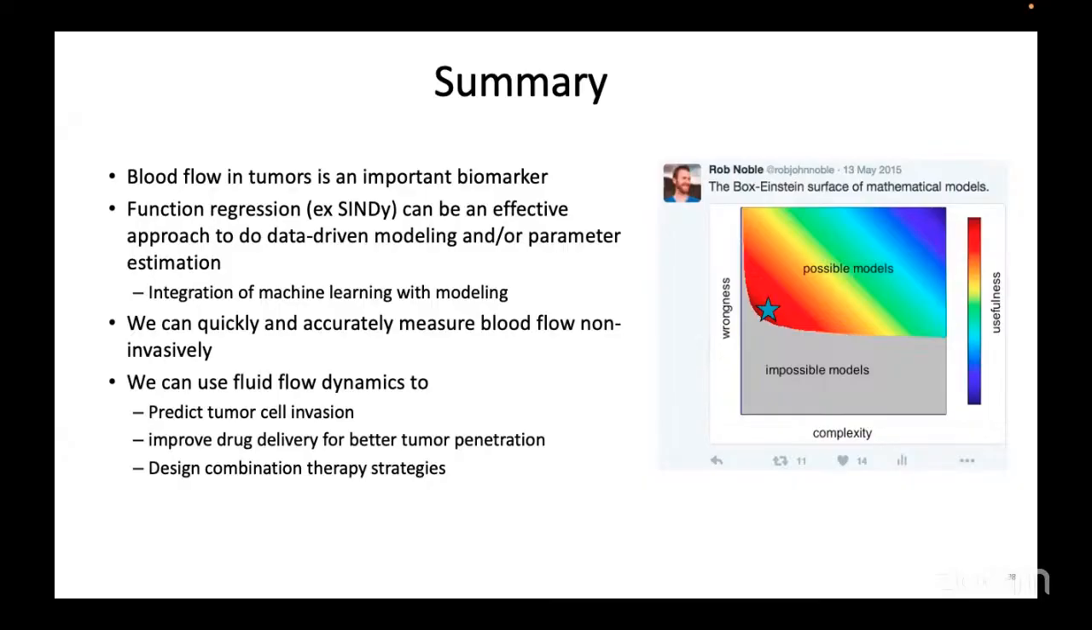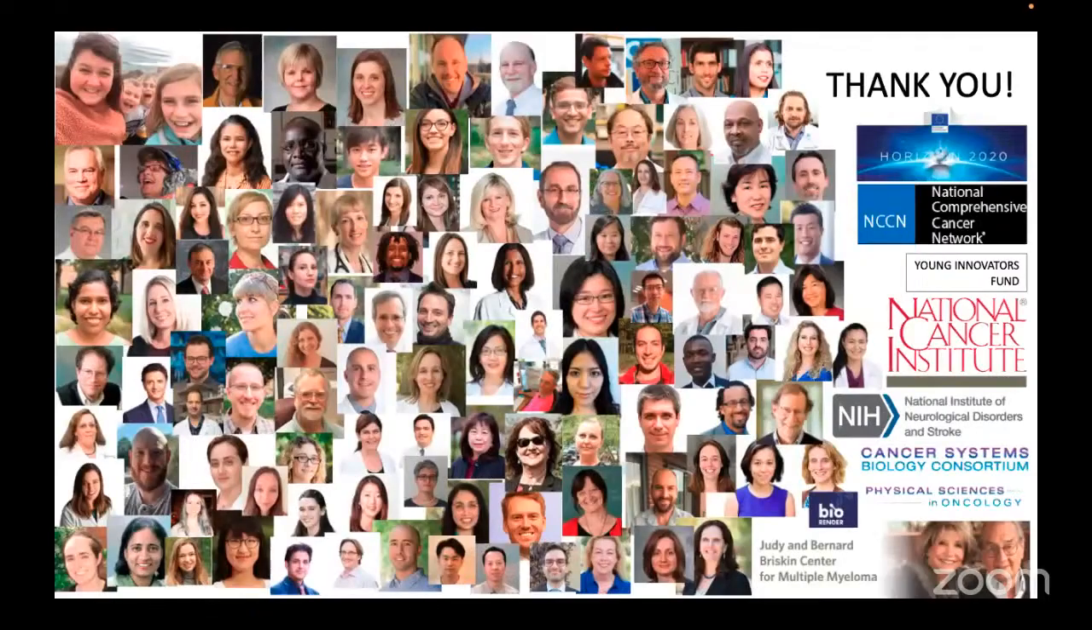Really proud of it. But we can use fluid flow dynamics to do all kinds of things: predict where the tumor cells are going to invade, improve drug delivery for better tumor penetration. And ultimately, I want to use it to design combination therapy strategies so that we have knowledge of where this drug is going, and then drug A is maybe targeting one thing and drug B is targeting another thing, where we start to have some spatial control. And that actually goes to a comment Sandy made earlier this morning about how we can modulate the environment, things like that.